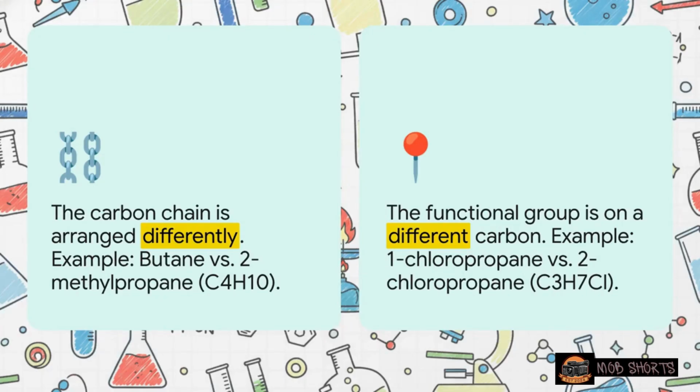And this shows the two main types students have got to know. On the left, you have a chain isomer, where the carbon backbone itself is rearranged into a different shape. And on the right is a positional isomer, where an attached atom, in this case chlorine, just jumps to a different spot on the same carbon skeleton. It's a tiny change, but it creates a whole new molecule with different properties.